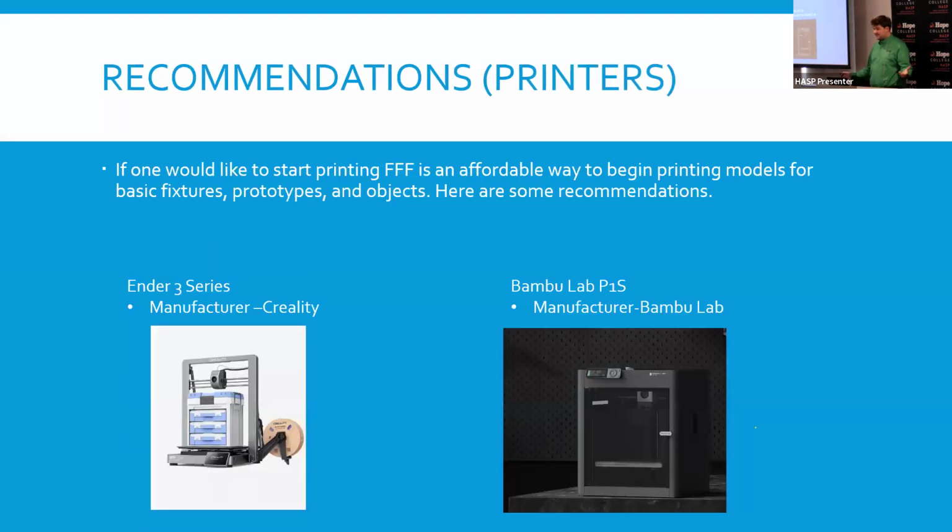So finally, recommendations for printers. One would want to start printing triple F, which is kind of the hobbyist gold standard right now, other than SLA. It is an affordable way to begin printing models for basic fixture prototypes and objects. Here's some recommendations. You guys have seen fixtures, prototypes, and various objects that have been passed around the room, those who are here in person.